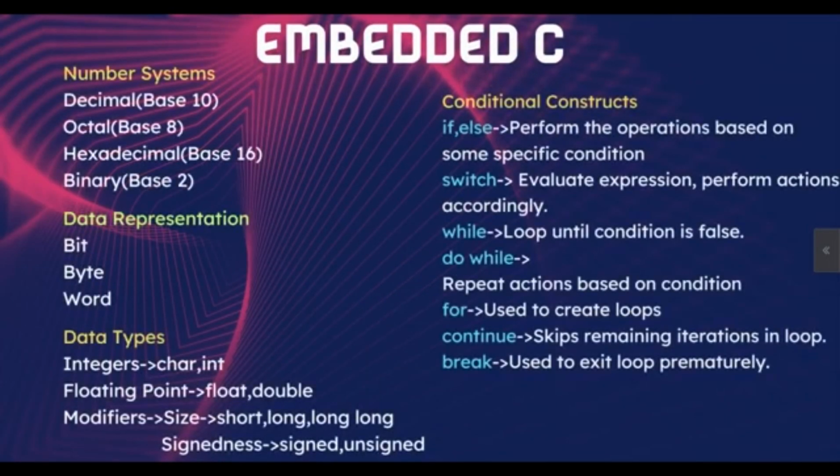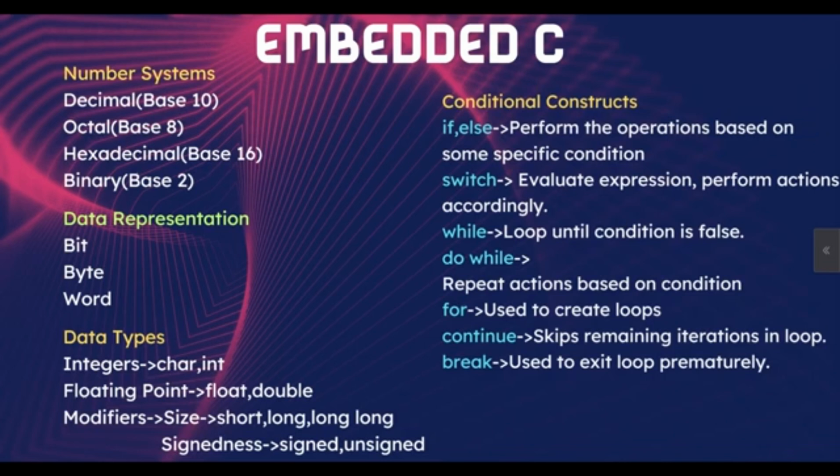These are some of the C concepts that we have covered in embedded C. First one is number systems. Number systems are decimal, octal, hexadecimal, binary. Next one is data representation. First one is bit. A bit is actually the smallest unit of data and can represent two states, typically 0 or 1. Next one is byte. It's composed of 8 bits. Bytes are fundamental in C, and most operations in C are performed on bytes or multiples of bytes.